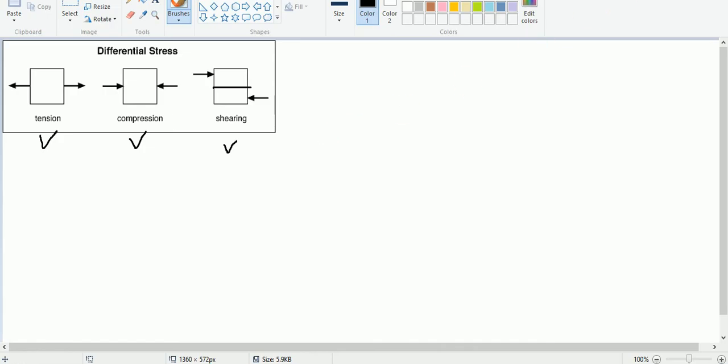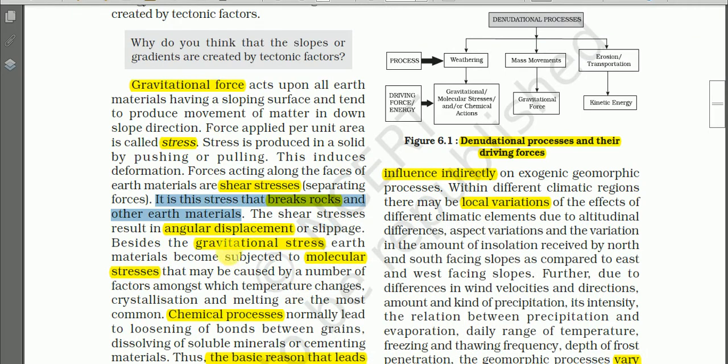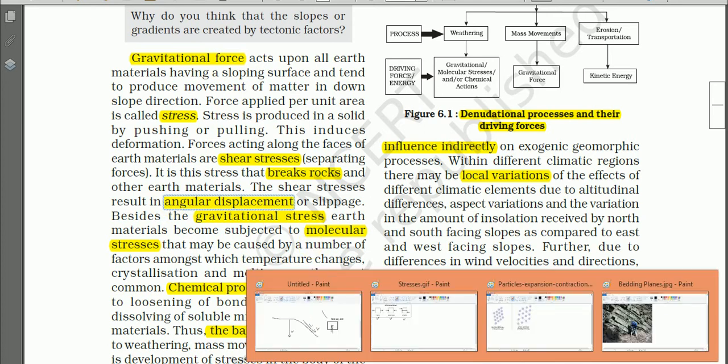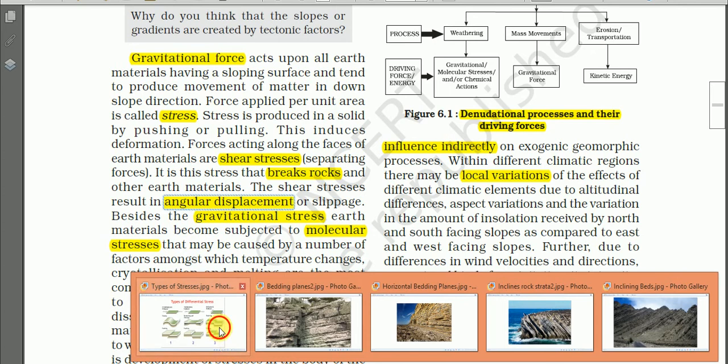So because of the different types of stresses, these rock bodies and earth materials are deformed. And shear stresses result in angular displacement or slippage. That you have to remember, the diagram. Shear stresses result in angular displacement or slippage. That is the last one, this one.